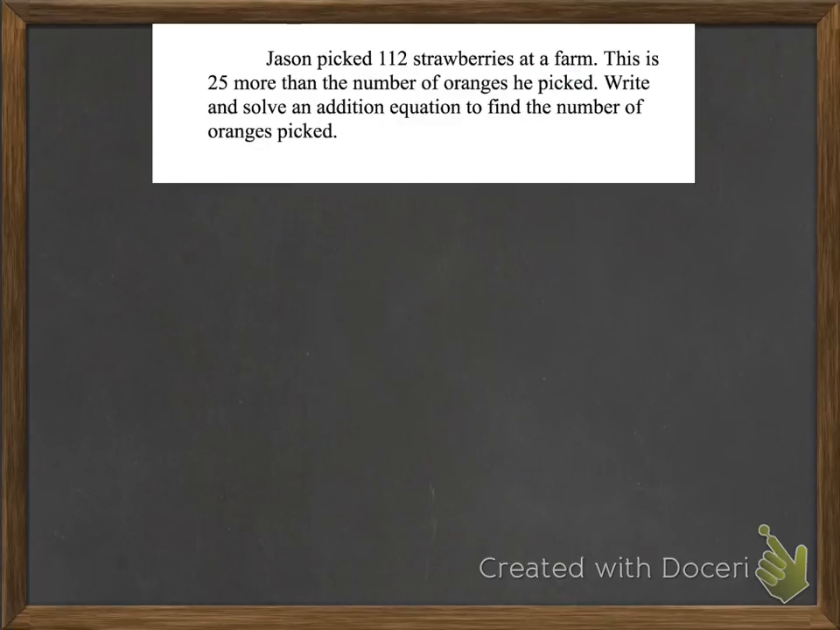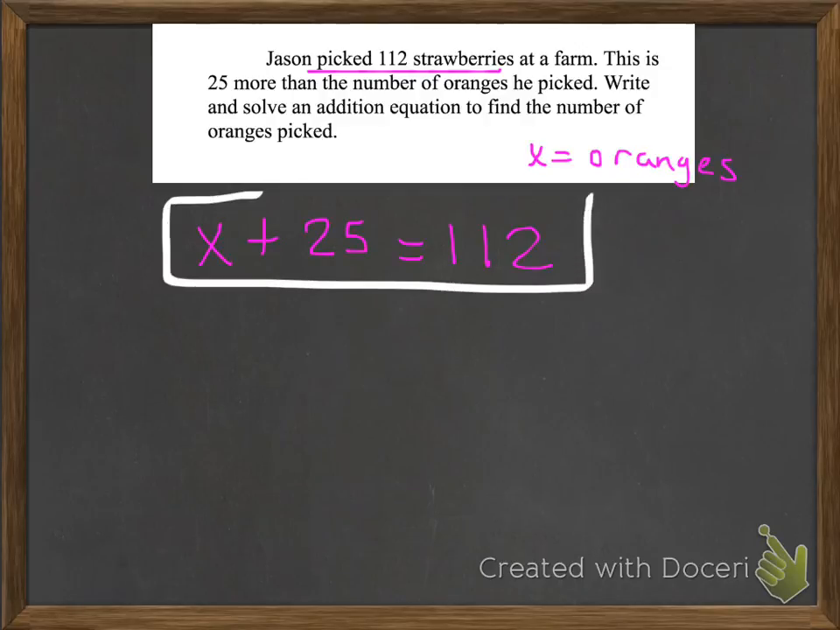The next question says, Jason picked 112 strawberries at a farm. So that means that's how we know it's going to be 112 by itself. 112 is 25 more than the number of oranges he picked. So I'm going to use X equals the number of oranges, just because O isn't a good variable to use. So you have X, and it's 25 more than X. So X plus 25 equals 112. So on your line, you would first want to write your equation, because that is a 2-line question.